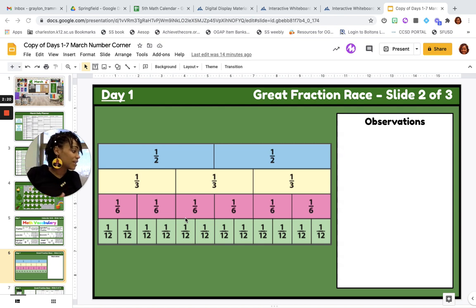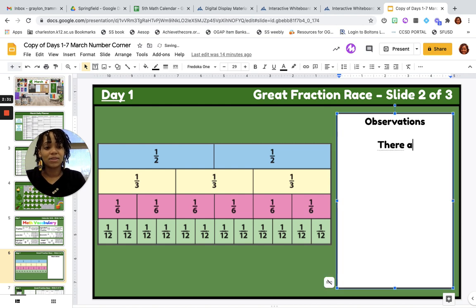Let's talk about some of the things that you observed with these fraction strips. What do you notice? All right, very good. There are different colors. So I'll write that. And each color represents a different fraction, right? Right. We have halves, we have thirds, we have sixths, we have twelfths. What else?